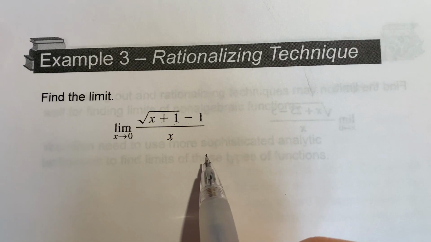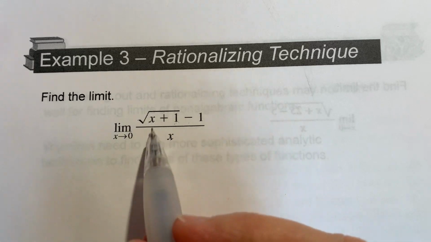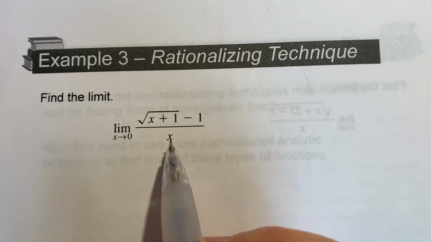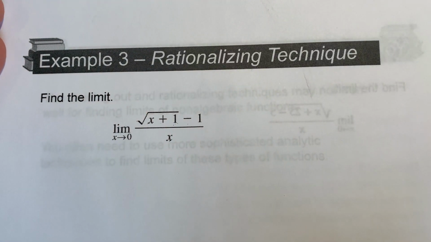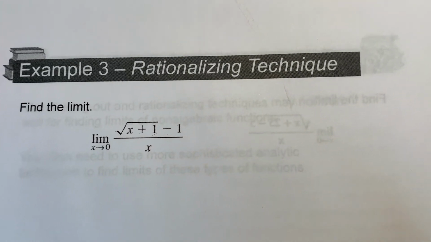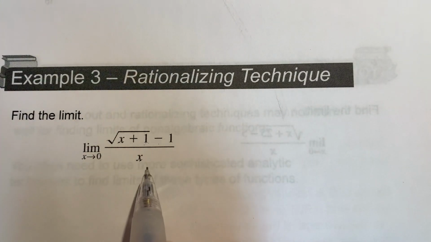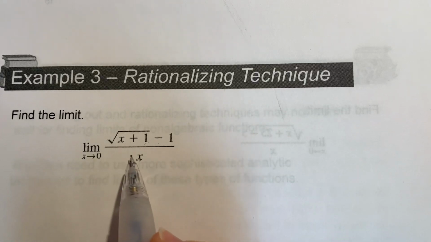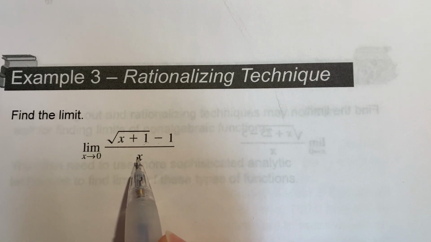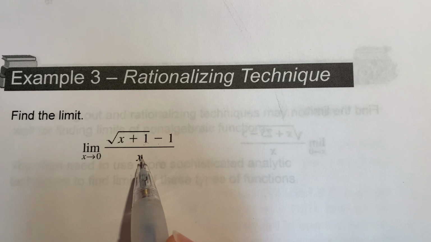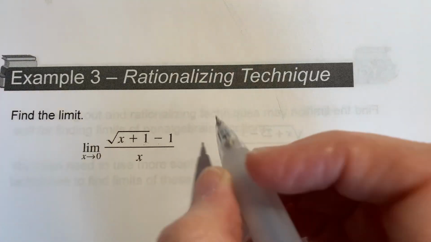So I would get 0 over 0 for this. So I cannot do direct substitution, although that should always be the first thing that you try. All right, now I am going to use the conjugate here to simplify this. And I'm going to do this simplifying right next to this.